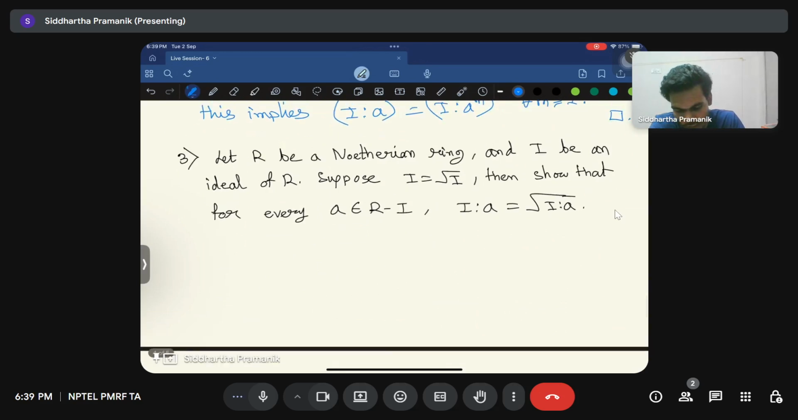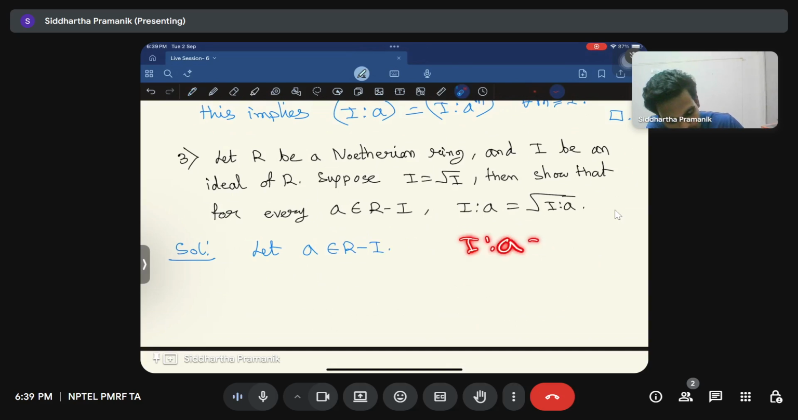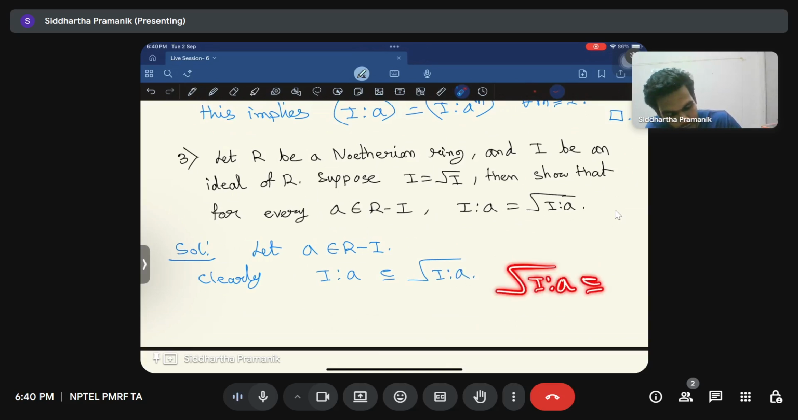This problem is actually very straightforward, but still let's do the proof. So let A belong to R minus I. Then we have to prove I colon A is the same as its radical. One side is clear: clearly I colon A is a subset of its radical. So we need to prove the other way, meaning the radical of I colon A is a subset of I colon A.